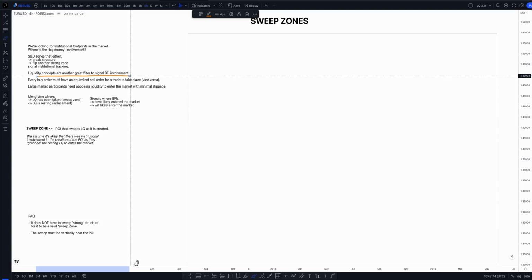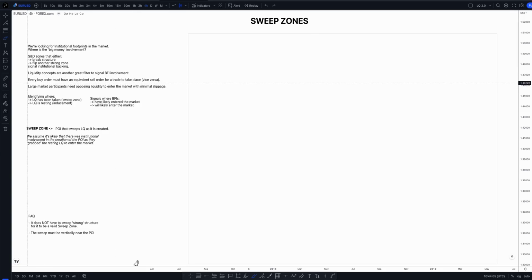So liquidity concepts are simply just another great filter to signal BFI involvement, okay? BFI, banks, financial institutions, right? It's just another acronym in a space that's already overloaded with acronyms, but basically the big guys, right? Institutional involvement is what we're saying there. So it's just another way in which we can apply these liquidity concepts to what we've already been looking at, as another tick in the box that potentially there was big money involved in that area, okay?